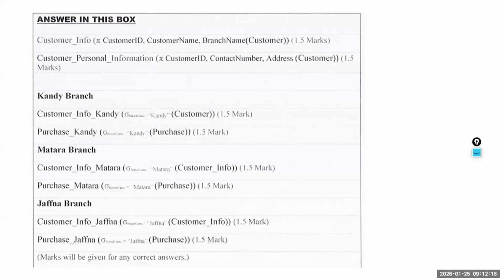Horizontal fragmentation, like Kandy branch details for Kandy, sorry, Matara branch details for Matara, Jaffna branch details for Jaffna, and Kandy, they don't have Kandy branch details because they don't need access to all. But that aspect is not addressed in this particular answer, for some reason, I don't know. Okay. Right.